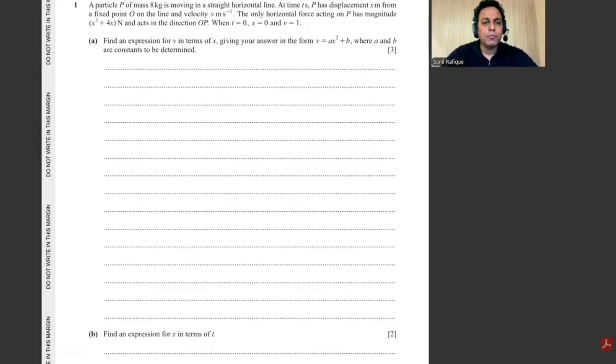A particle P of mass 8 kg is moving in a straight horizontal line at time t seconds. P has displacement x meters from a fixed point O on the line and velocity v. So we have a particle. It looks like this, and this is O, the fixed point, and the velocity is v meters per second.